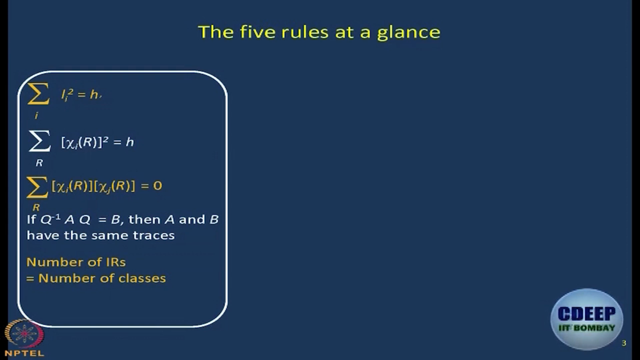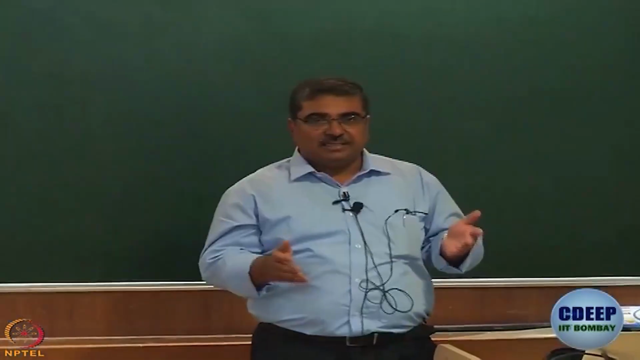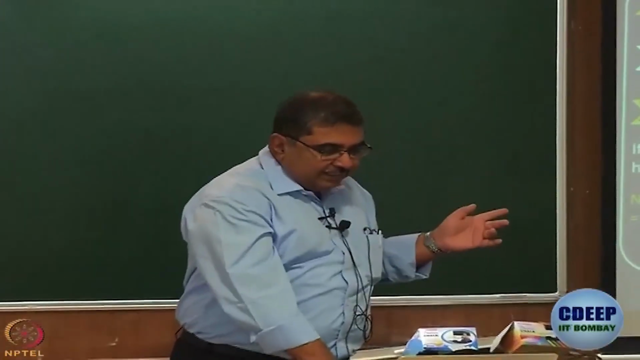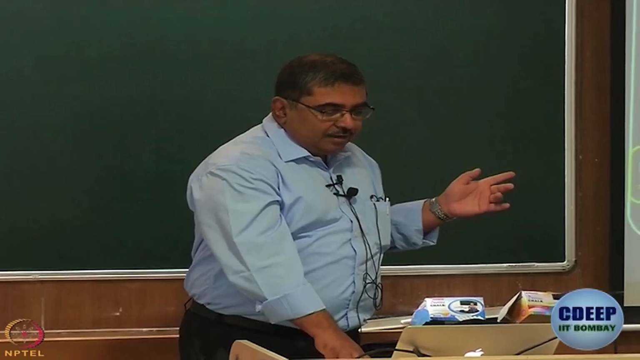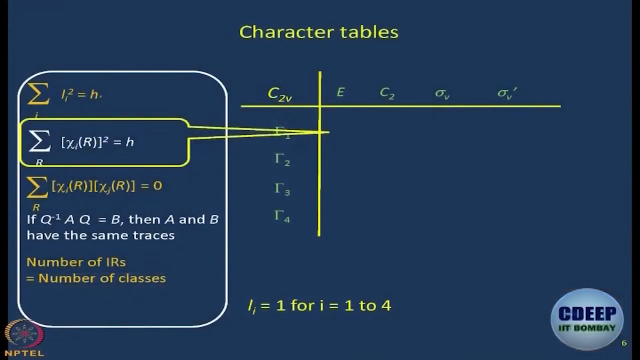What is a class? If I bypass group theory, symmetry operations in a class are equivalent to each other. Like the 3 sigma v's in C3V, they belong to the same class. Like C3 and C3 square operations, again in C3V, they belong to the same class. Using these rules, you might remember we derived the character table first for C2V. I will just go through it quickly.